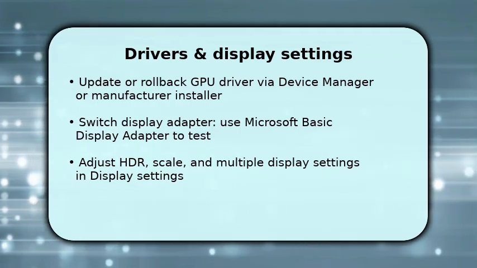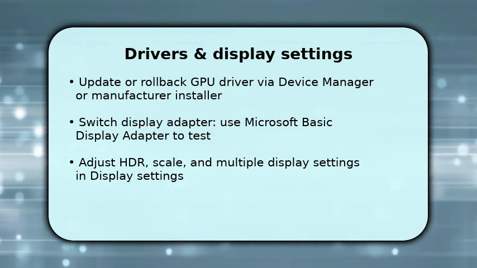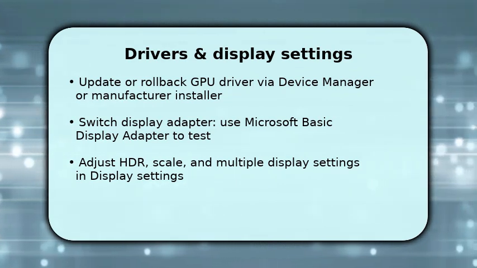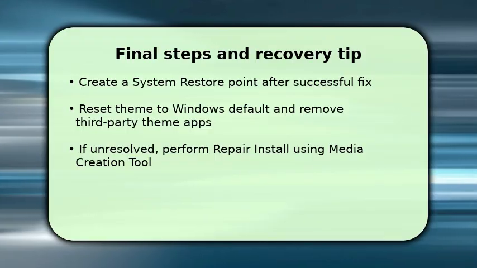To finish, revert the theme to Windows default and uninstall any third-party theme or color manager apps that might reintroduce the issue. Create a system restore point so you can return to this working state if needed. Then restart normally and verify accessibility settings remain off.